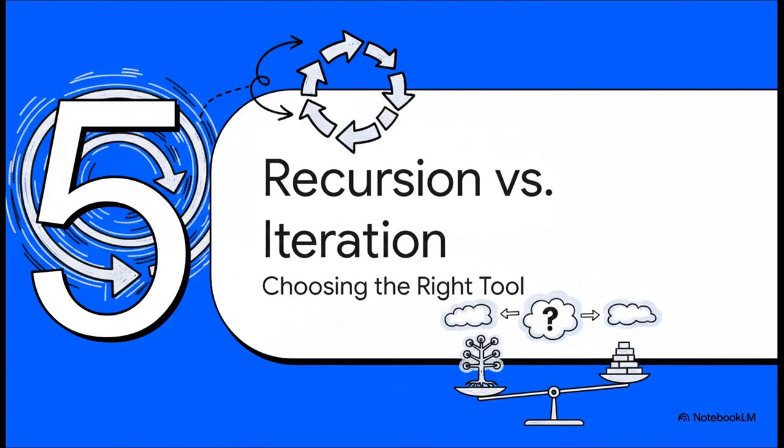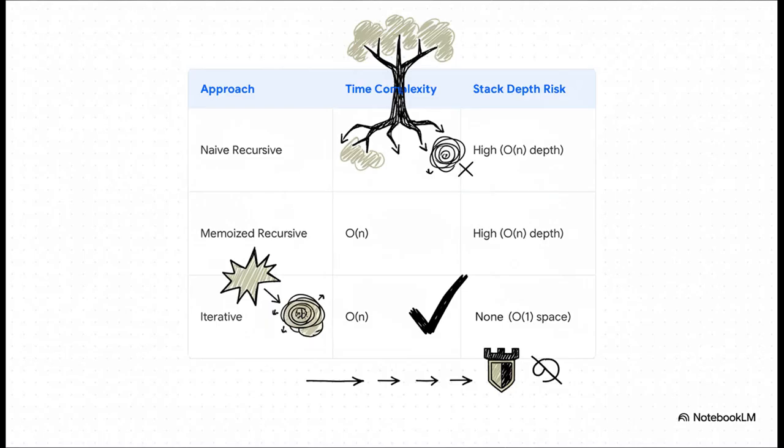You know, this all leads us to that ultimate question every programmer faces. When should you choose the elegance of recursion versus the raw safety of a simple loop or iteration? It's all about understanding the trade-offs. Let's just break down the Fibonacci problem with this side-by-side comparison.